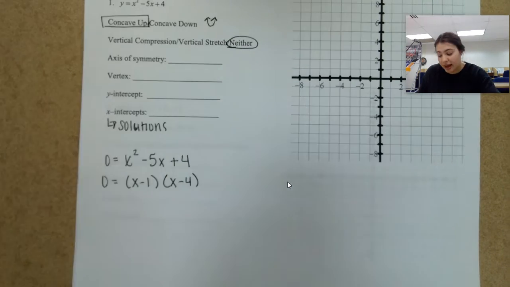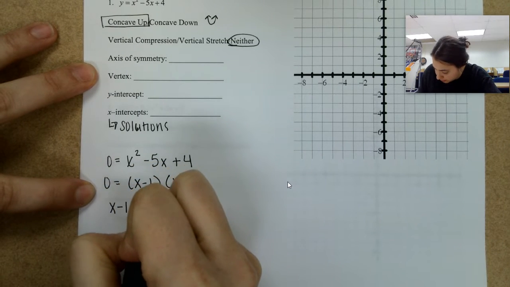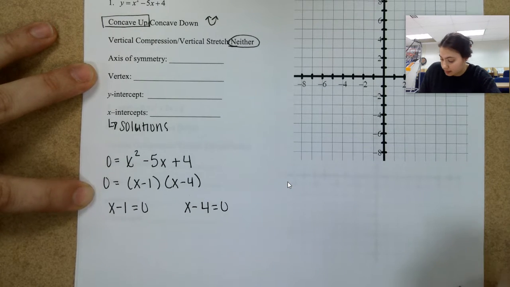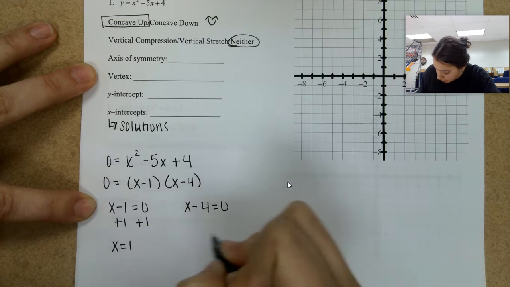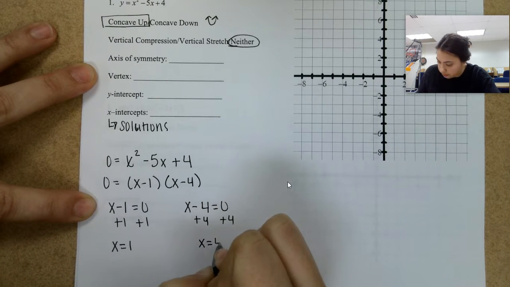So now that we have that, we can set each factor equal to 0, and we can solve for x. We'll add 1 to both sides. We get that x is equal to 1. We can add 4 to both sides. We get that x is equal to 4.